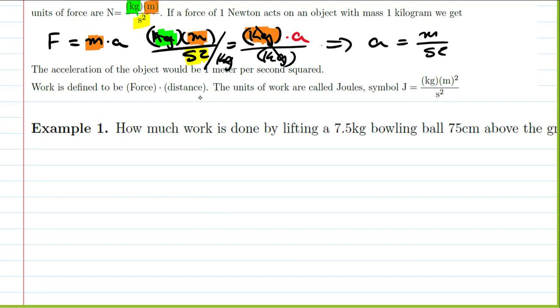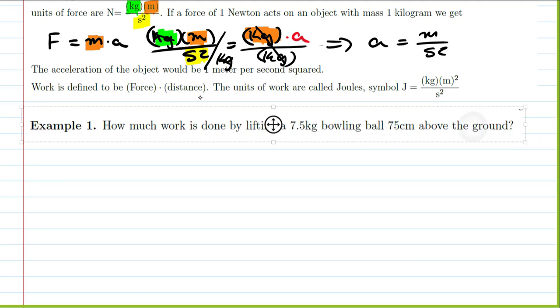So how much work is done by lifting a 7.5 kilogram bowling ball 75 centimeters above the ground? There's a couple of things we need to be careful with in this.